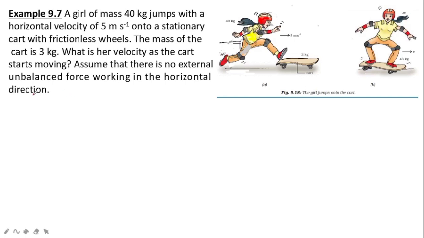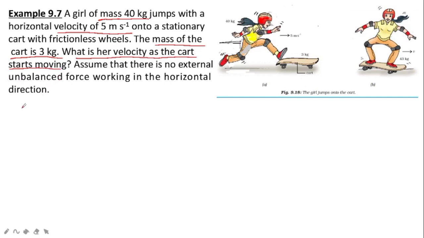So then, a girl of mass 40 kg. So now first we will take up the data. With a horizontal velocity of 5 meter per second onto a stationary cart with frictionless wheels. The mass of the cart is 3 kg. What is her velocity as the cart starts moving? So this is the data we have. Now by using this, we have to find the answer.